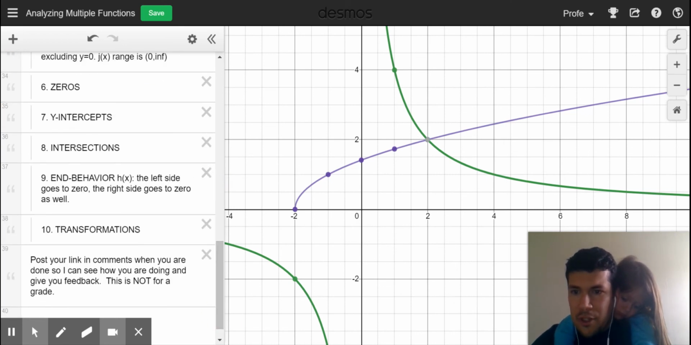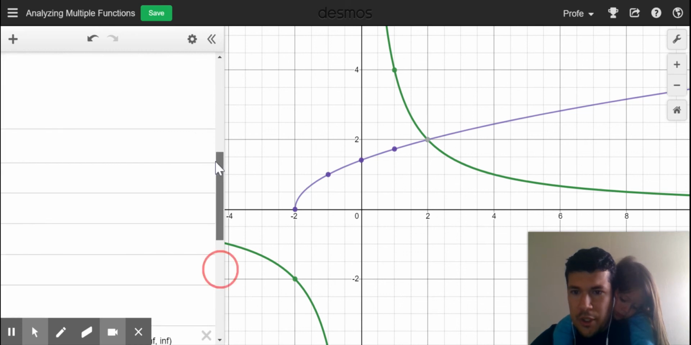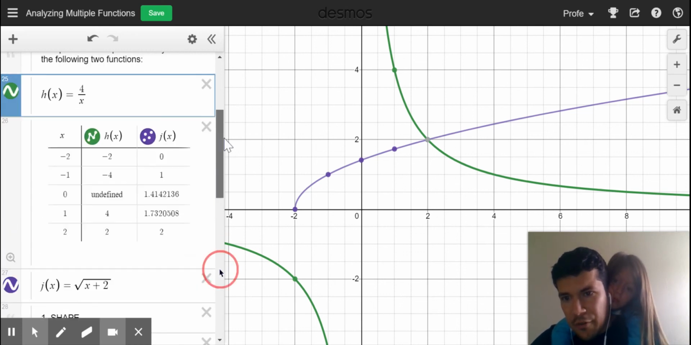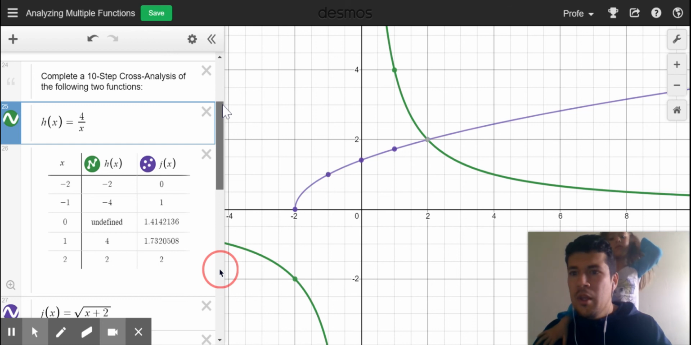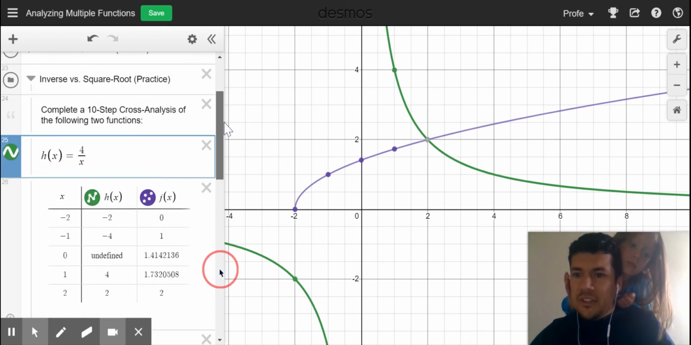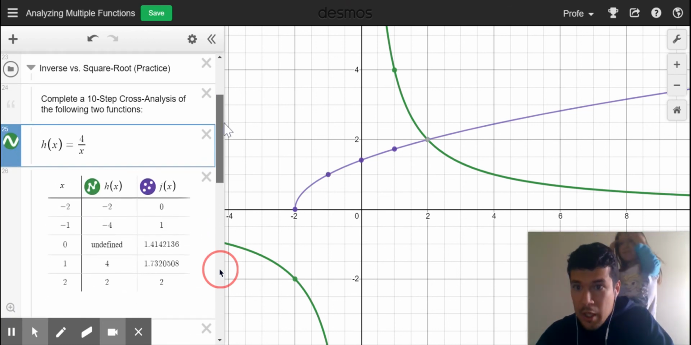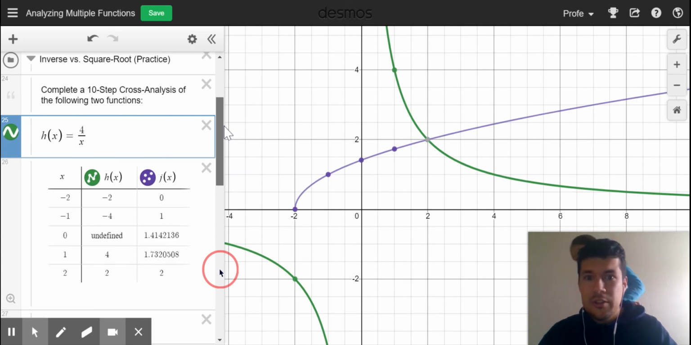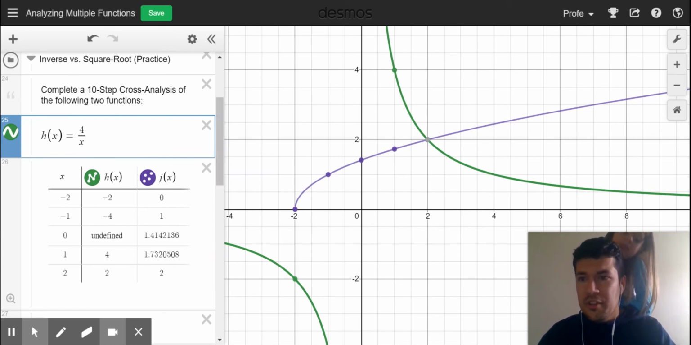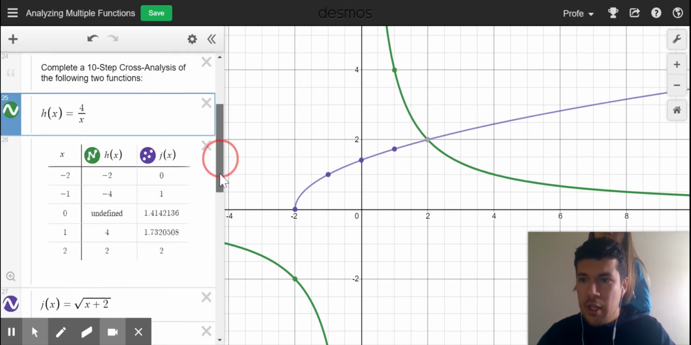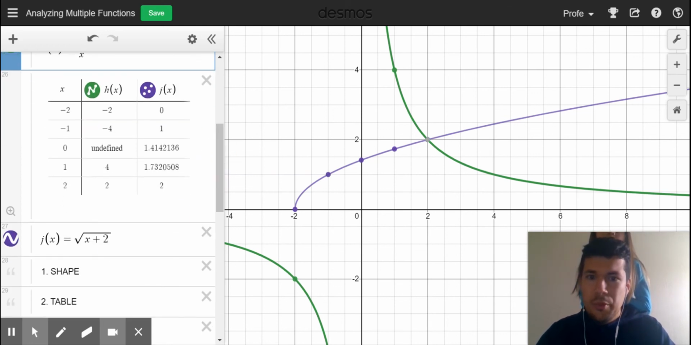Okay, and that's end behavior. Transformations. All right, so for transformations, we look at the numbers in our function. For h of x, the 4 determines kind of a vertical stretch for the function. And for j of x, the +2 moves the square root function 2 units to the left. And that is basically everything that you need to write for this analysis.